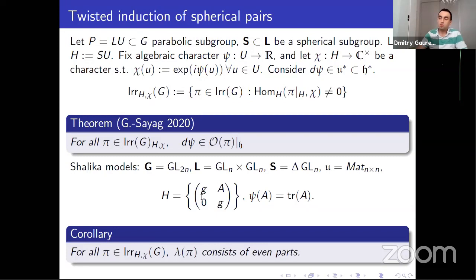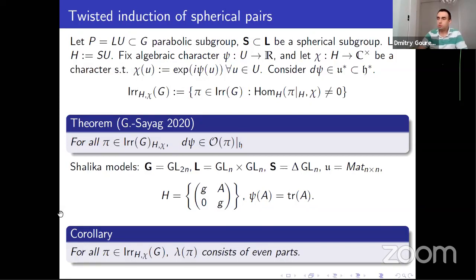And such models are called Shalika models. So if pi lies in H chi of G, one says that pi has a Shalika model. The corollary of this theorem is that lambda of pi consists of even parts only. The partition consists of even parts. Equivalently, the transposed partition has even multiplicities.